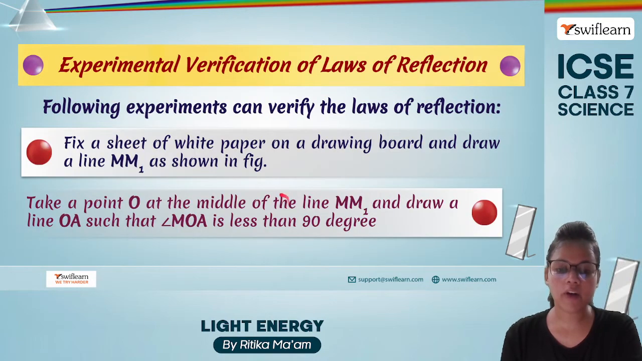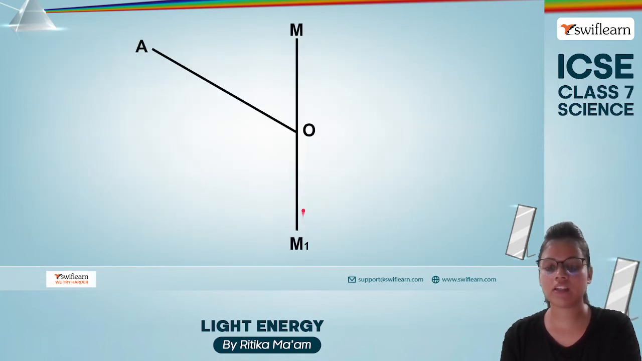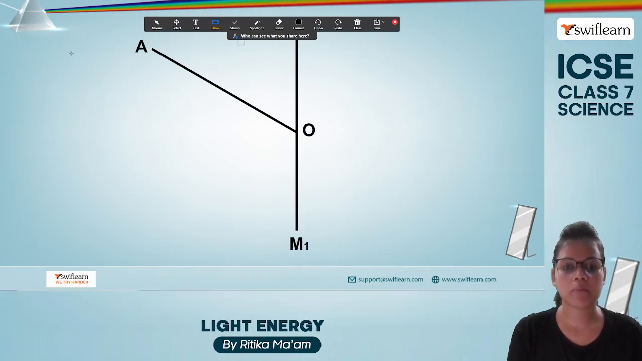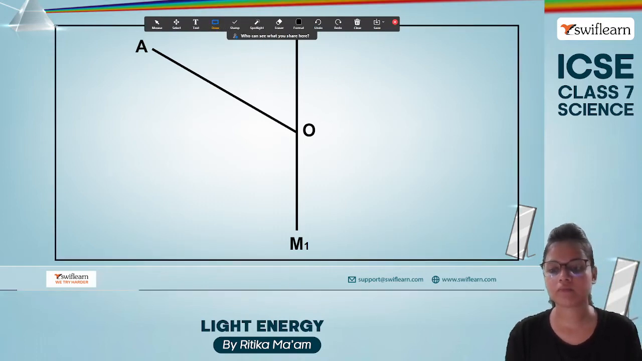Then take a point O in the middle of line MM1 and draw a line OA such that angle MOA is less than 90 degrees. Now first what we did, let's say we took a piece of paper. This is a piece of paper.